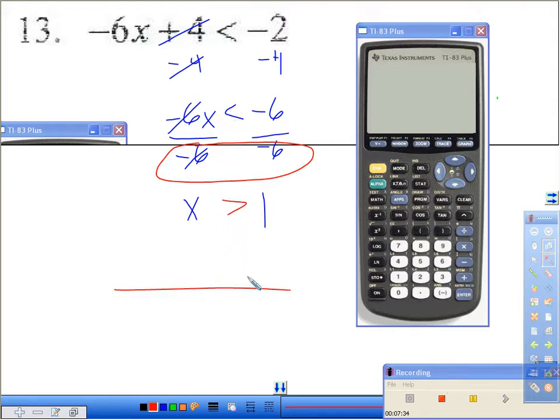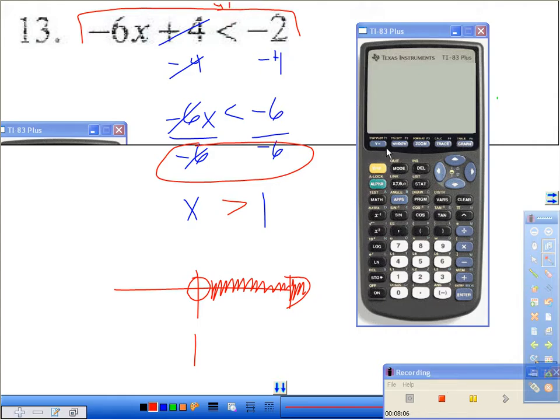So if we were to put that on a graph, this is a little bit different than the previous problem we looked at, because now we only have one number that is going to appear on the graph, and that number is going to be 1. Since this just says greater than, it's not greater than or equal to, we're going to have an open dot on that 1, and then we're going to shade all of the numbers that are greater than 1. So I'm going to shade to the right, because as we move to the right on the number line, our numbers are increasing.